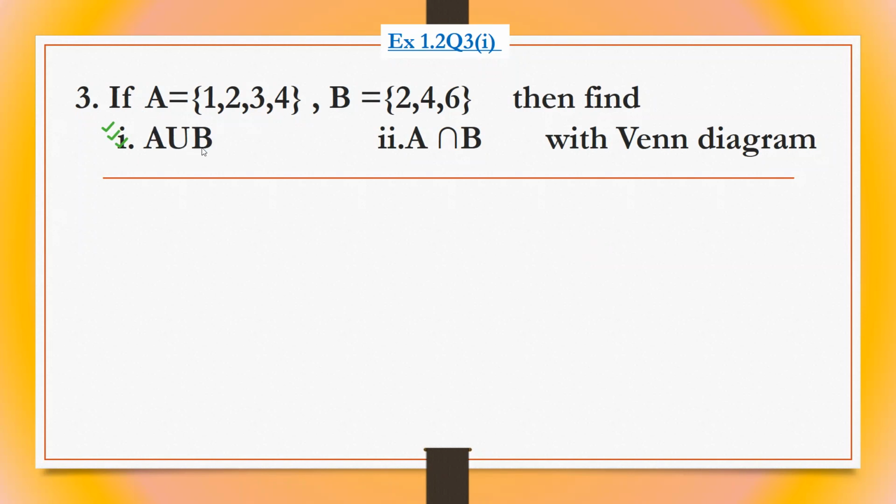So A union B. First, you have to write A union B. A union B is equals to. Okay, A union B is equals to, beta, first write down set number 1, and then write down the union sign, then set number B. Okay. Don't worry, Hania. Next time, be careful about that.